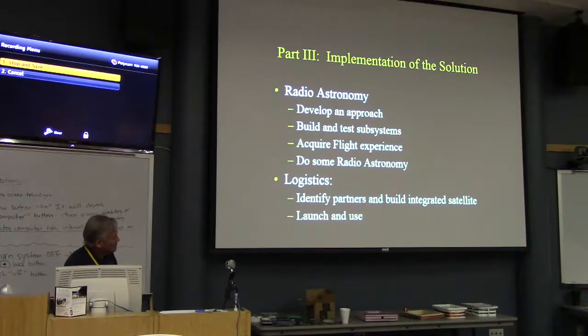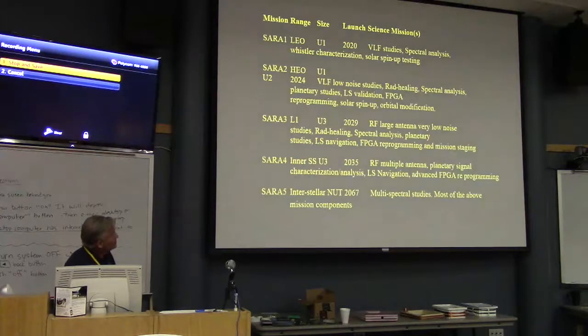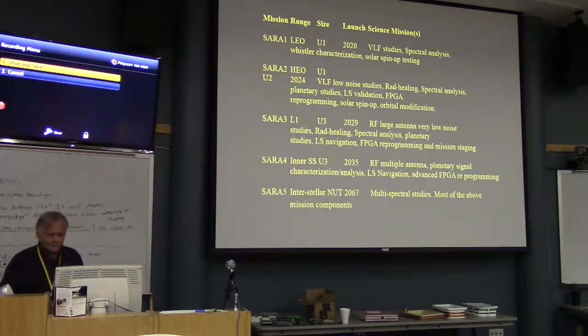Logistics means we identify partners that also have flight experience and can help us build an integrated satellite. And they're launching users. So this is ambitious and just throw it up there to get comments. But it's not unreasonable to say we could launch a series of satellites. Initially, we do just what we've been talking about. But very soon we can also do some things.